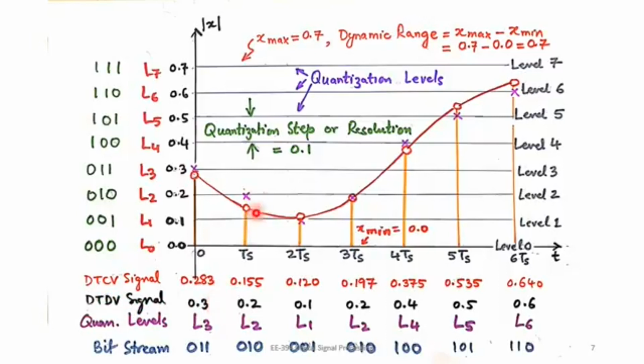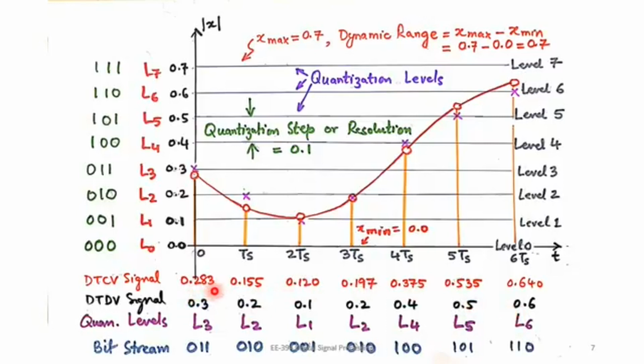And similarly the next sample is 0.155, which is although in the middle, numerically slightly closer to 0.2, so it goes to 0.2. 0.120 is converted to 0.1, 0.197 is converted to 0.2, and so on. So you can see that once this quantization happens, which is represented on the plot by the purple crosses, we get the values as 0.3, 0.2, 0.1, 0.2, 0.4, 0.5 and 0.6.